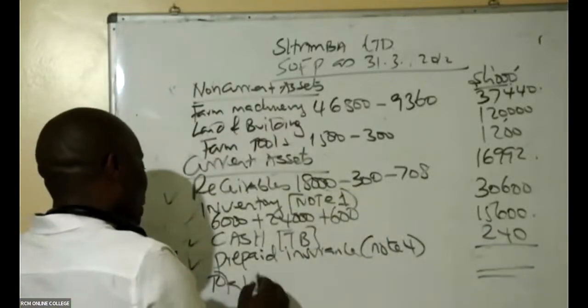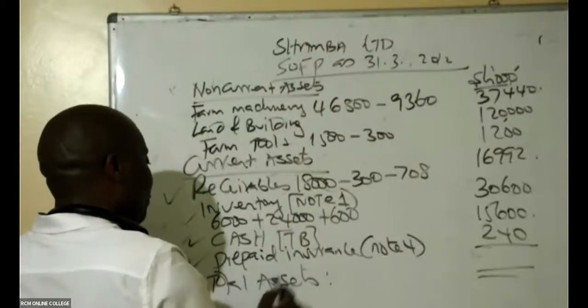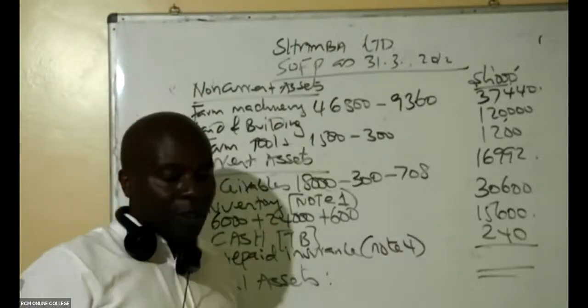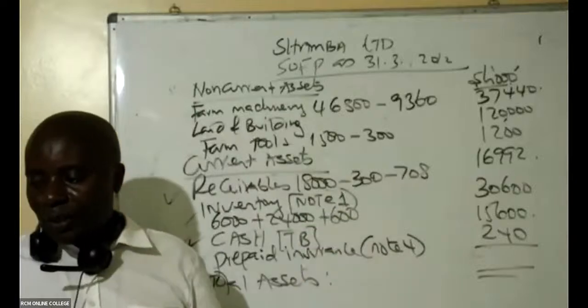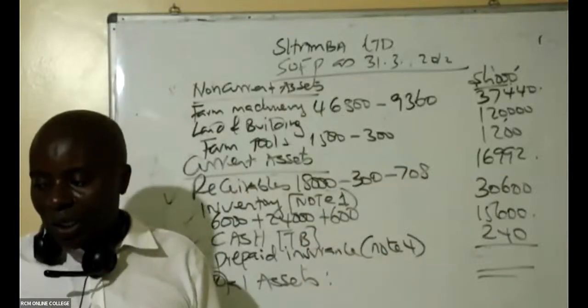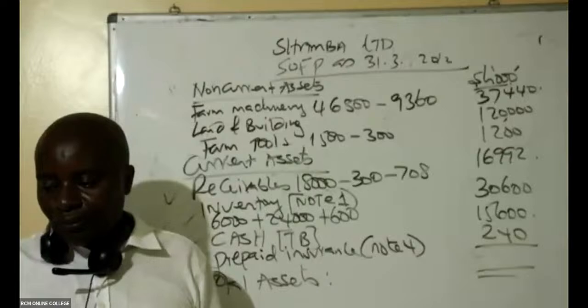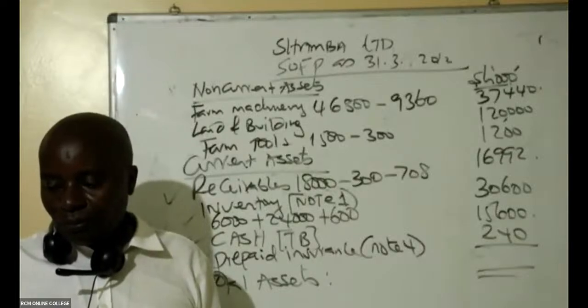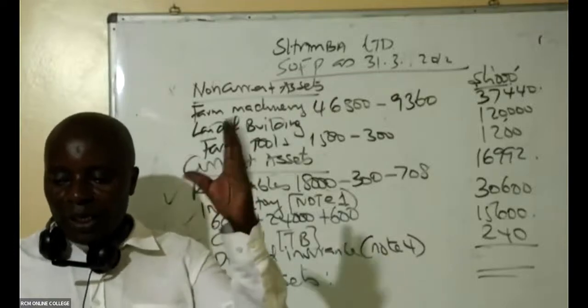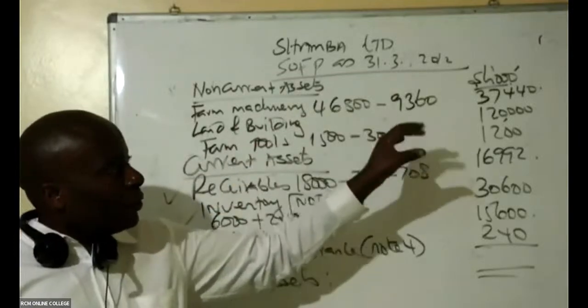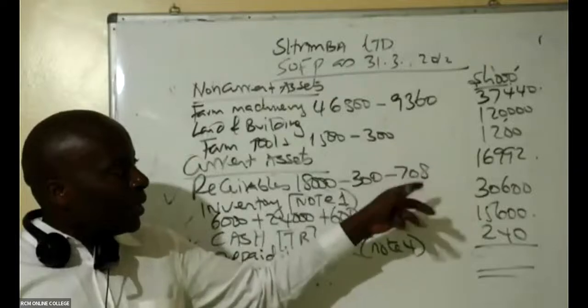Please give me all the total assets here. How much do we have? Is there somebody who can just add for us and give us total assets? Like a ninja. The 7,440 plus 120,000 plus 1,200 plus 6,992.